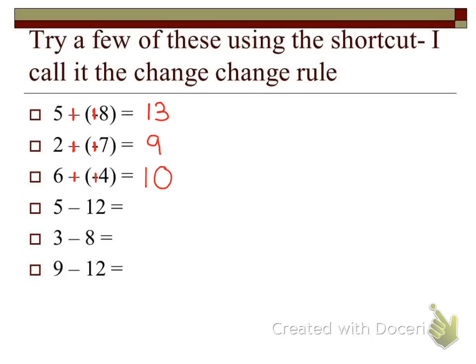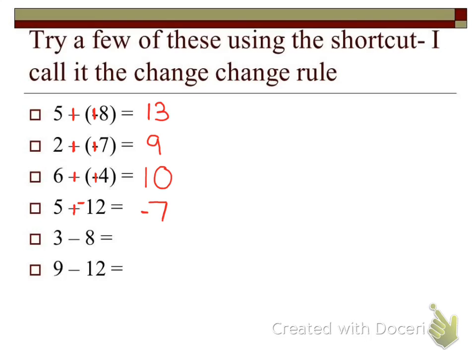Now I've got 5 minus 12. Hopefully I didn't trick you here. We see that there's just one subtraction sign, so I'm going to change that to 5 plus negative 12. And I have to use my different signs rule here, because my two numbers that I'm adding have different signs. The difference between 5 and 12 is 7, and 12 is bigger than 5, so it's going to be a negative 7.